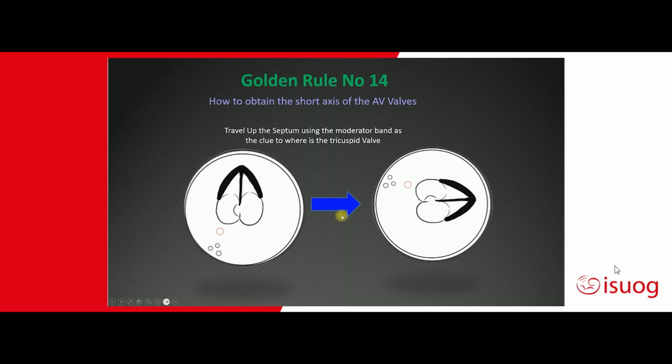Golden rule number 14, how to obtain a short axis. This is important, particularly with regard to AV canal defects, trying to distinguish between partial and complete. To achieve a short axis, you will not be able to do it with the apex of the heart pointing up at midnight. You will be able to obtain it by having the heart on its side with the apex at 3 o'clock or 9 o'clock, and then simply flipping the transducer 90 degrees.